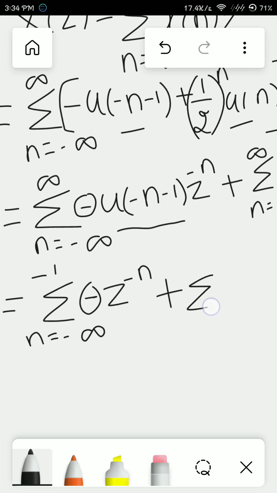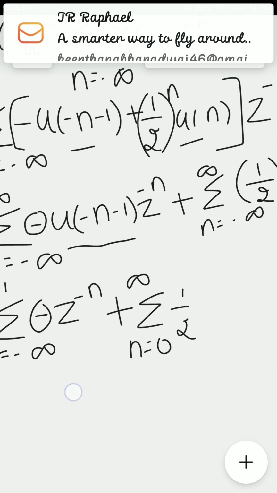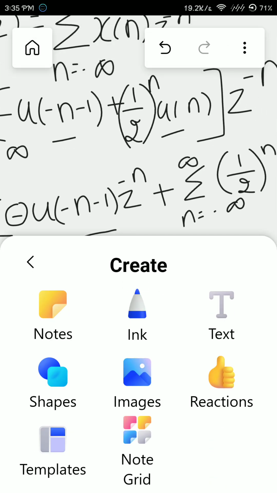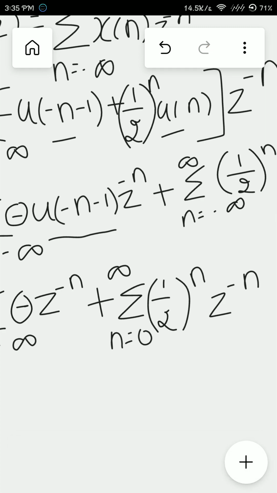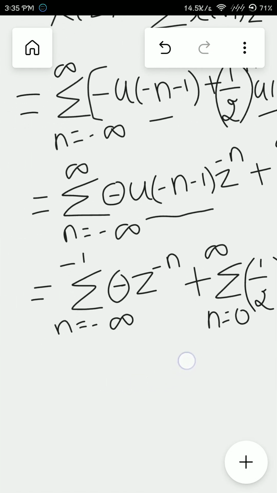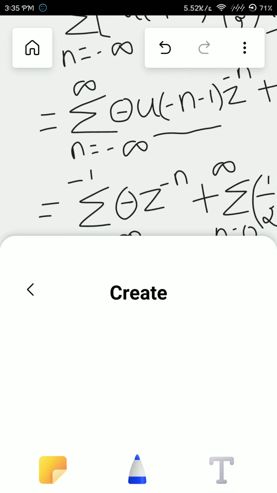Once again I take n equal to 0 to infinity of 1 by 2 to the power of n. Why 0 to infinity? Because the u of n signal starts from n equal to 0 to infinity. So this is half to the power of n into z to the power of minus n. Now, what are you going to do? You are going to just remove the subtraction symbol outside.